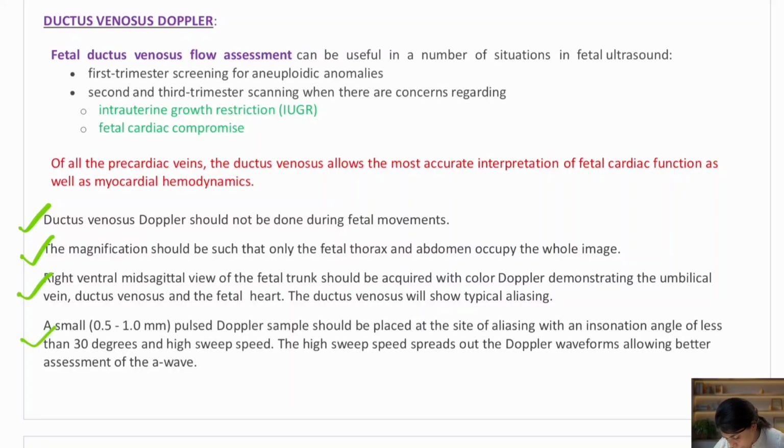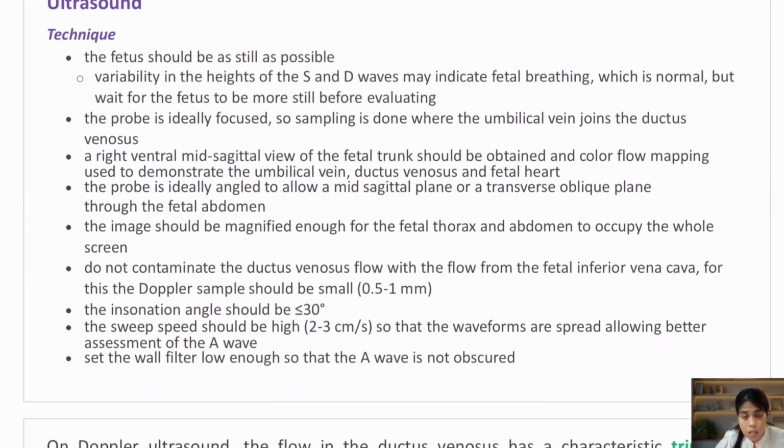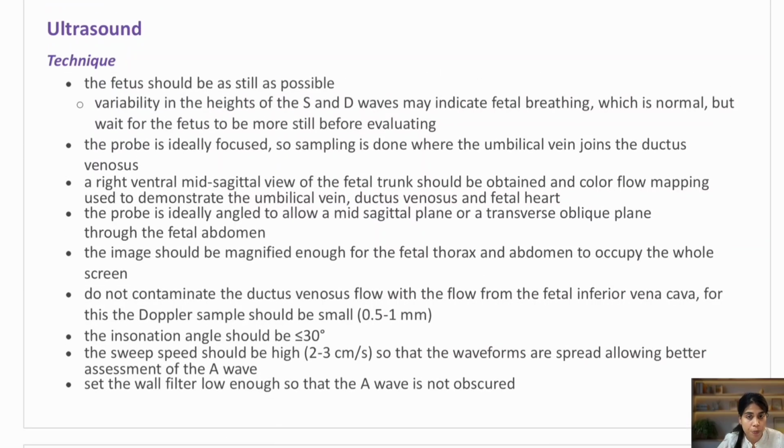This is how you do the ductus venosus Doppler. The fetus should be still, and the probe is ideally focused. Sampling is done where the umbilical vein joins the ductus venosus. A right ventral mid sagittal view of the fetal trunk is taken. The point of aliasing is noted, and there we take the spectral Doppler. The sample should be small, 0.5 to 1 mm. The insonation angle should be less than or equal to 30 degrees. The sweep speed should be high, and the image should be magnified enough for the fetal thorax and abdomen to occupy the whole screen.